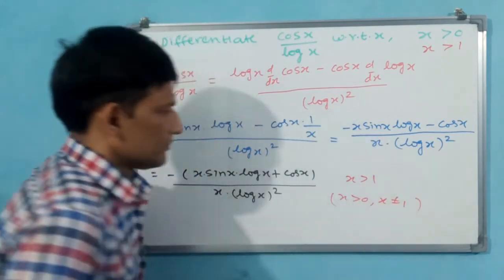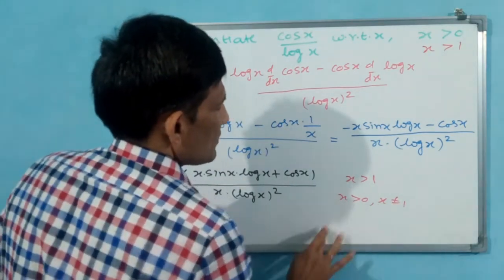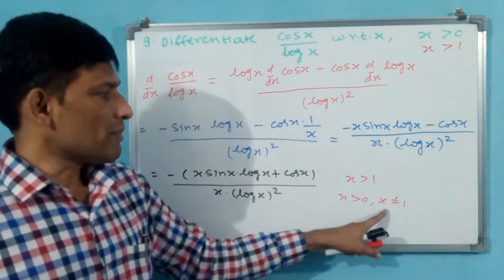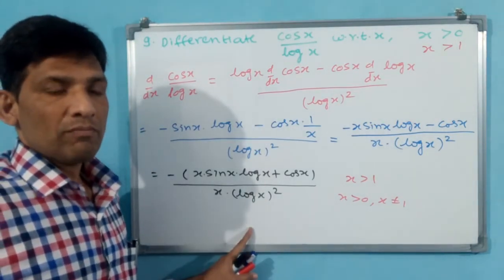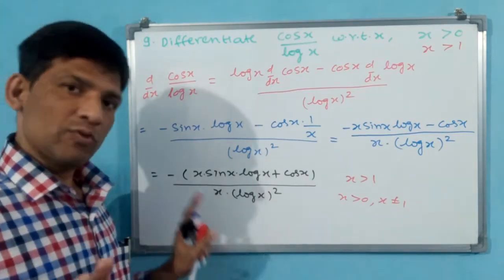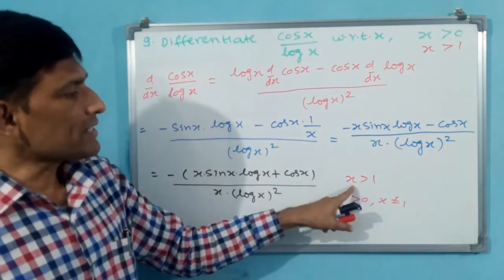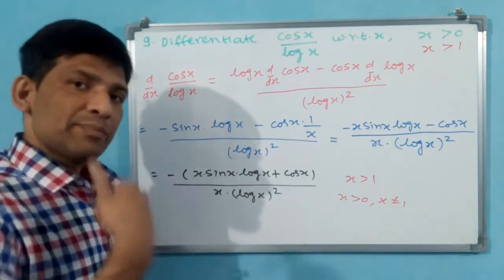Both are correct. But this bracket I am not keeping. Why? Because you are going to get confusion again. X is greater than 0 but x is not equal to 1. If x is equal to 1, what will come? Log 1 is 0, so something by 0, undefined. The undefined case we have to avoid. That is why you write x is greater than 1. Okay, let us proceed to the 10th question.